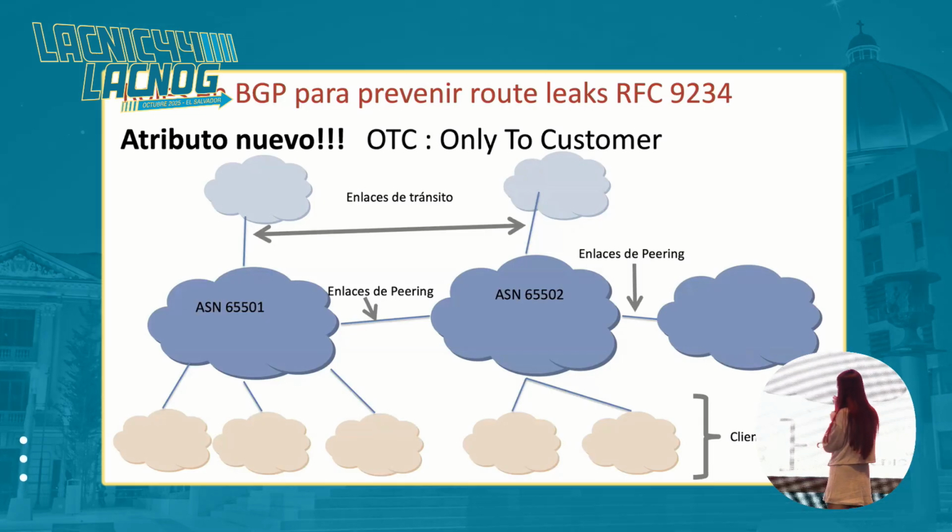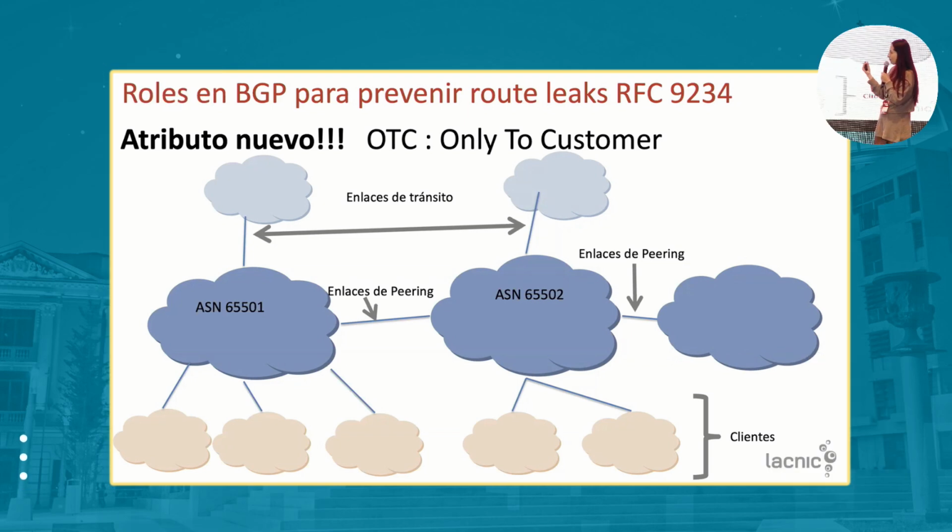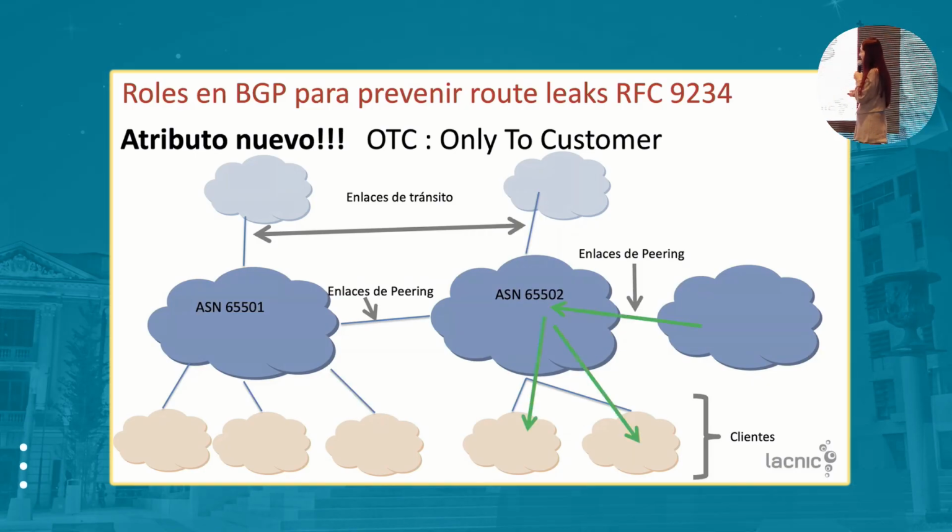This role, or the assignment of that role to those devices, will be known under a new attribute, which is OTC, Only To Customer. Based on that attribute, it will see the role of that device. So depending on the type of relation, the connection is acceptable or not.